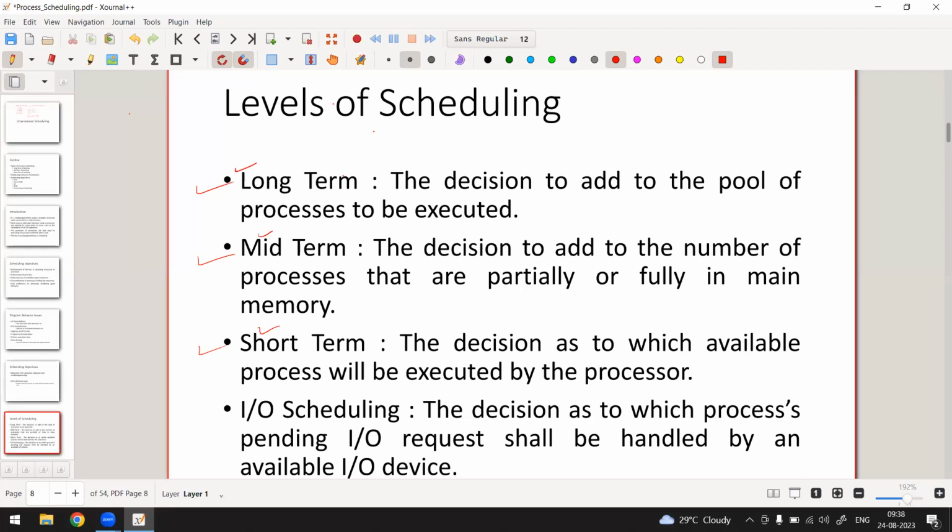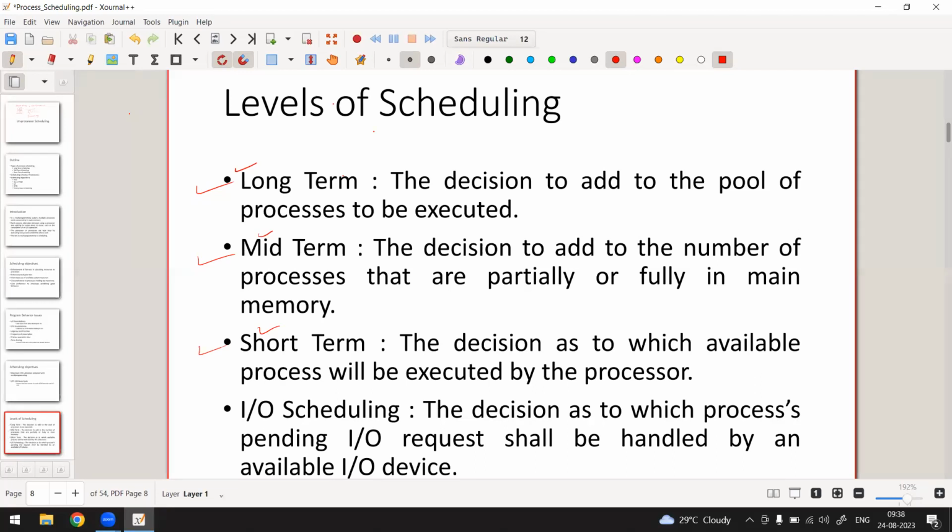So the long-term scheduler comes into the picture in the first stage. When the process is created, it will be sent to the pool of executing processes by the long-term scheduler. That is the first scheduling level. The second level is the mid-term scheduler.